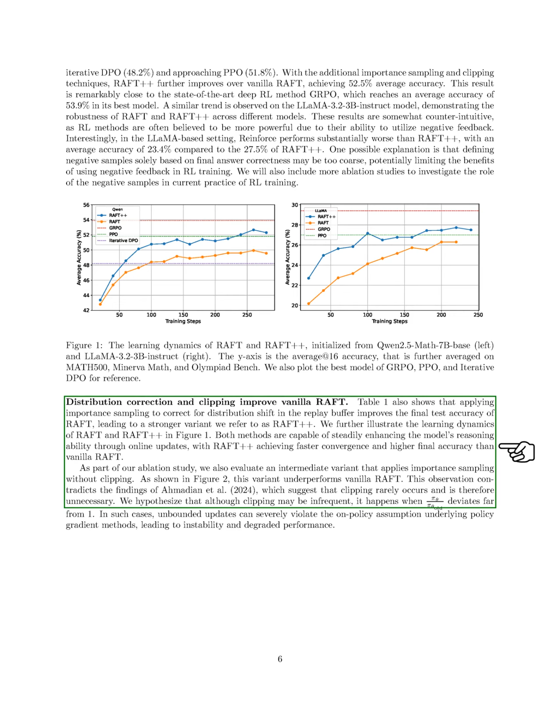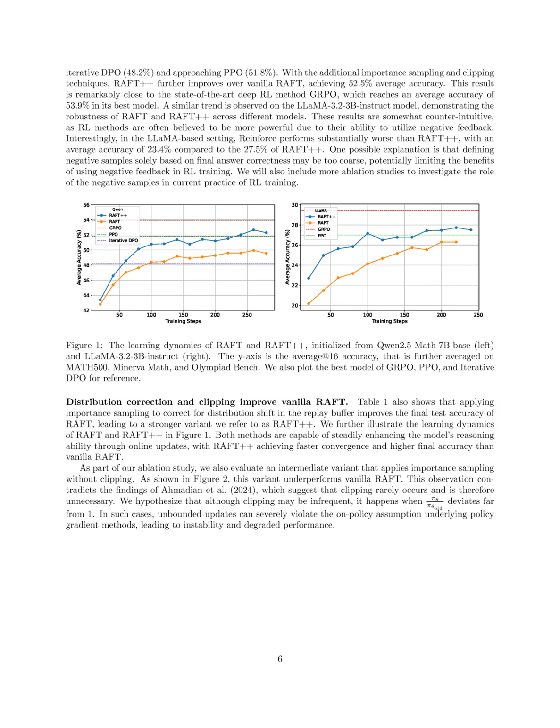In our ablation study, we evaluate a variant that uses importance sampling without clipping, which underperforms compared to vanilla RAFT. This finding contradicts previous research suggesting that clipping is rarely necessary. We hypothesize that while clipping may be infrequent, it becomes crucial when the ratio of the new policy to the old policy deviates significantly from 1, as unbounded updates can disrupt the on-policy assumption of policy gradient methods, leading to instability and reduced performance.